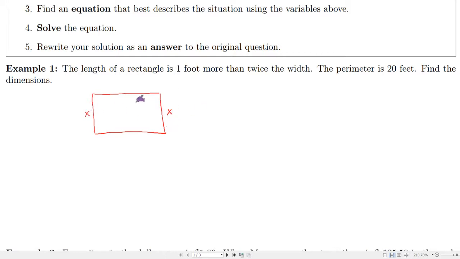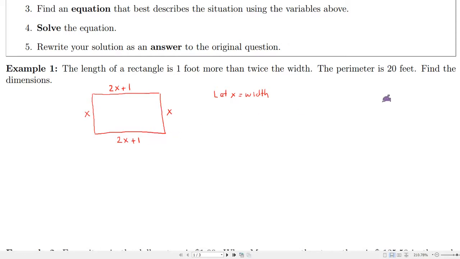All right. Now, if you don't have a picture like this to draw on and introduce your variable there, you could just introduce it in words. You could say let x equal the width. But in this situation, a picture is going to be pretty helpful here. So we have our width, and then the length of the rectangle is 1 foot more than twice the width. So if we do 2x, that'll be twice the width, and one more would be to add 1. So this will be the length then. So 2x plus 1 will be the length of the rectangle, and the width is x.